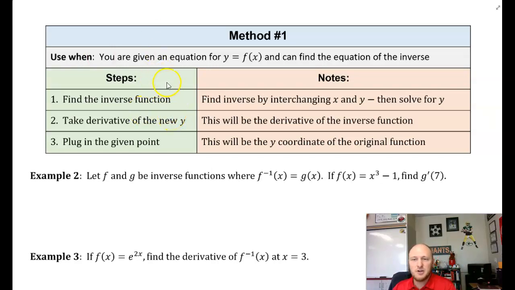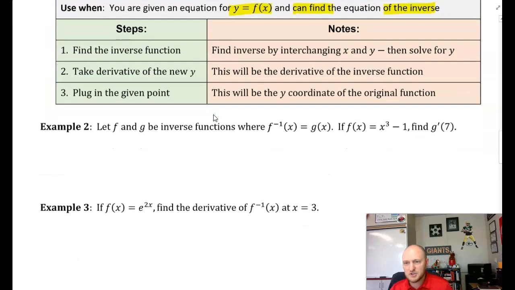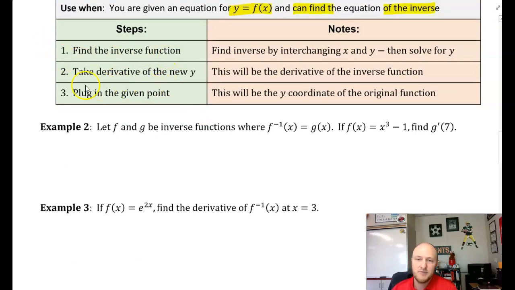We're only going to use this when we're given an equation for y equals f of x, and we can find the inverse. If you can find the inverse, sure, go for it. So we'll look at this approach. Here are our steps. Find the inverse function, take the derivative of the new y value, and then plug in the given point. Step number 1, we find the inverse function by interchanging x and y.